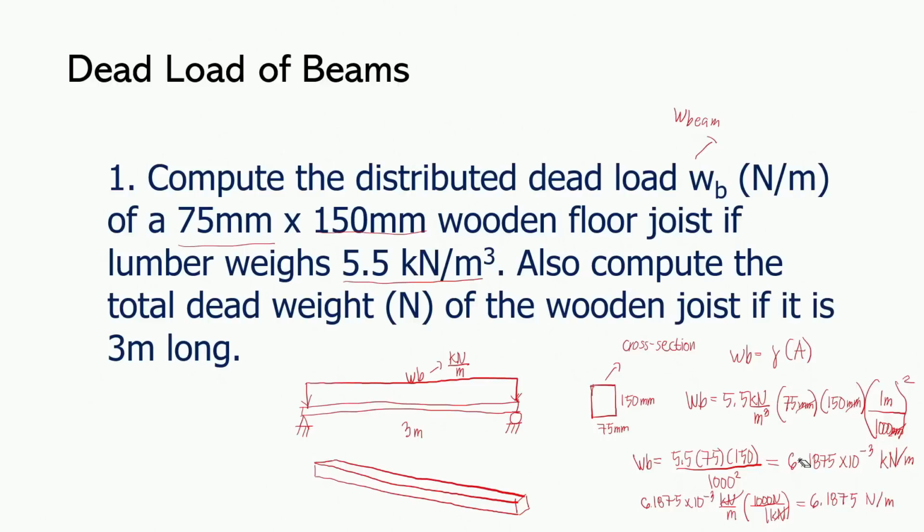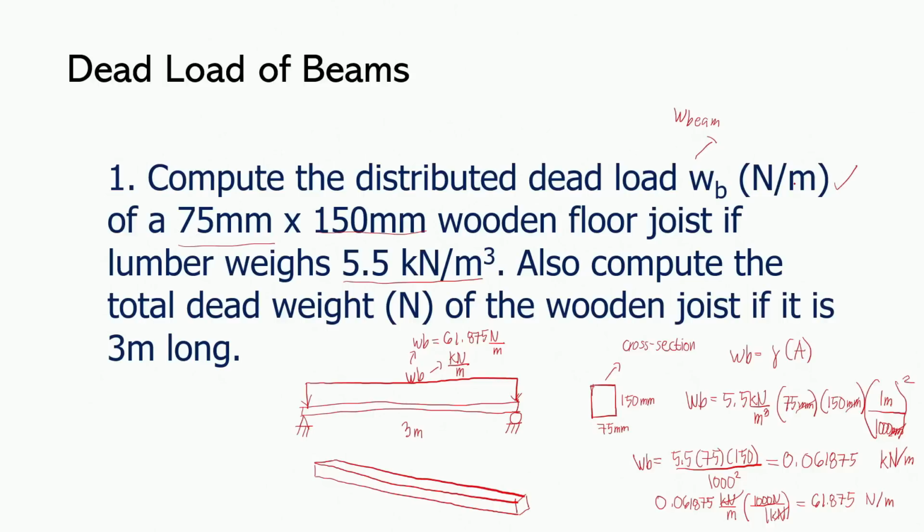This is 0.061875. And so, ito rin, 0.061875. And then multiplied by 1000, we have 61.875. Now, this is in Newton per meter. So, ito na yung WB natin. So, WB is equal to 61.875 Newton per meter. And so, we already have our answer for this one.